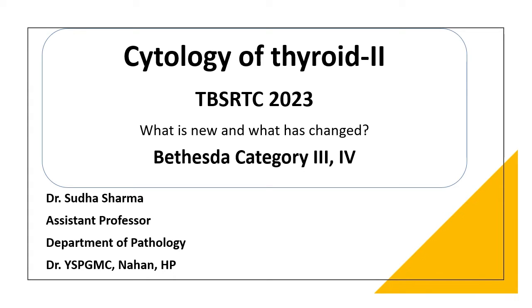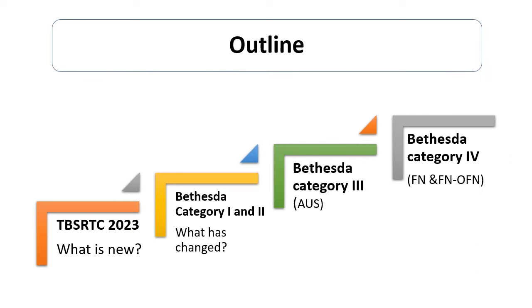Good evening, everyone. This is the second lecture on thyroid cytology. In this lecture, I will give an overview on the Bethesda system for reporting thyroid cytopathology 2023 and discuss the Bethesda categories 3 and 4. This is the outline of my talk. I will brief regarding the new third edition of the Bethesda system for reporting thyroid cytopathology. We had discussed the first two categories in the last class. I will brief regarding the changes in category 1 and 2 in the new Bethesda, and subsequently I will discuss in detail the Bethesda categories 3 and 4.